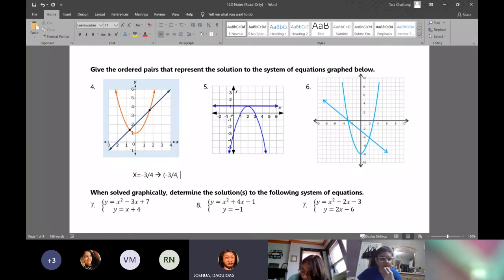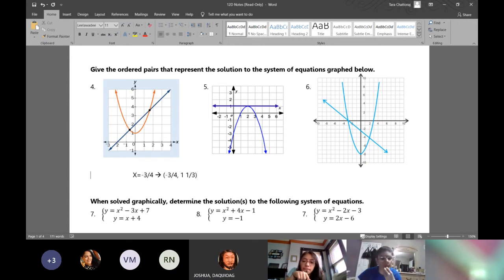Which one are we doing first? 4. We're doing 4 first. Maybe 1 1/3. Right, you could estimate on these. I wouldn't hold that against you. Does that make sense?